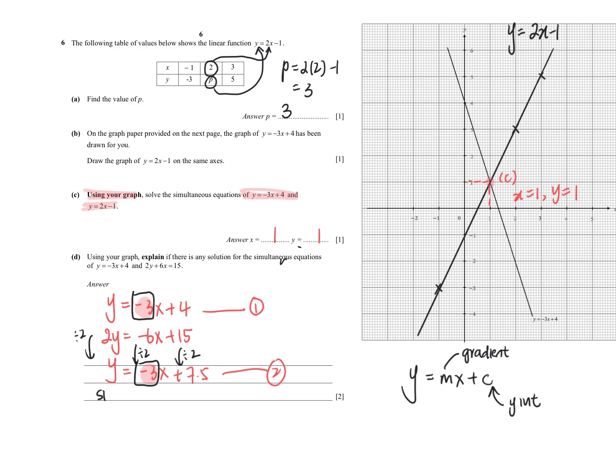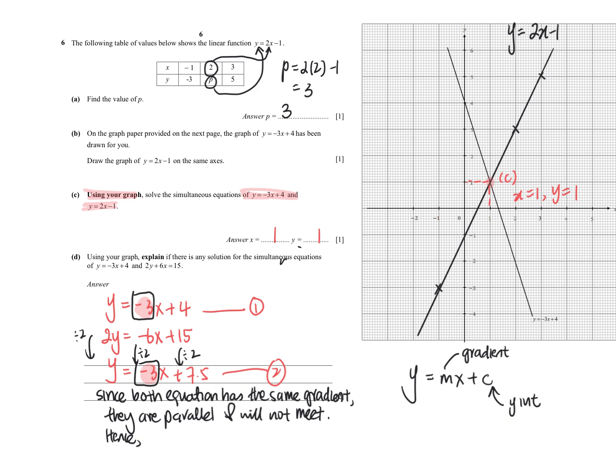So you can say, since both equations have the same gradient, they are parallel and will not meet, hence there is no solution. That's it. So I must see the same gradient, parallel, will not meet.